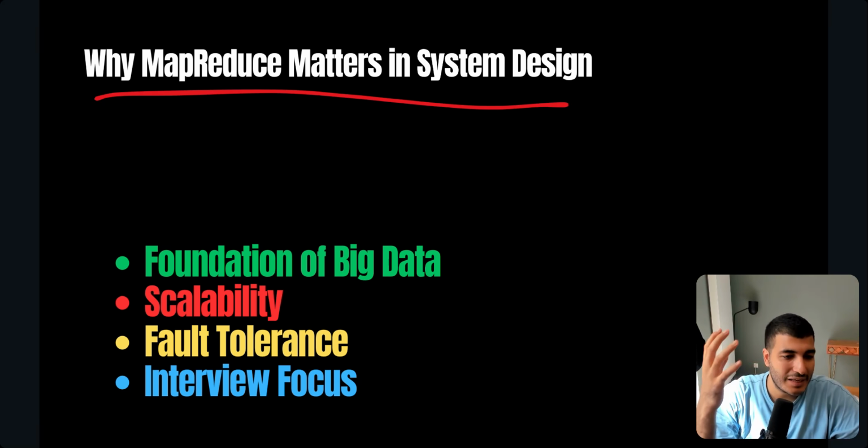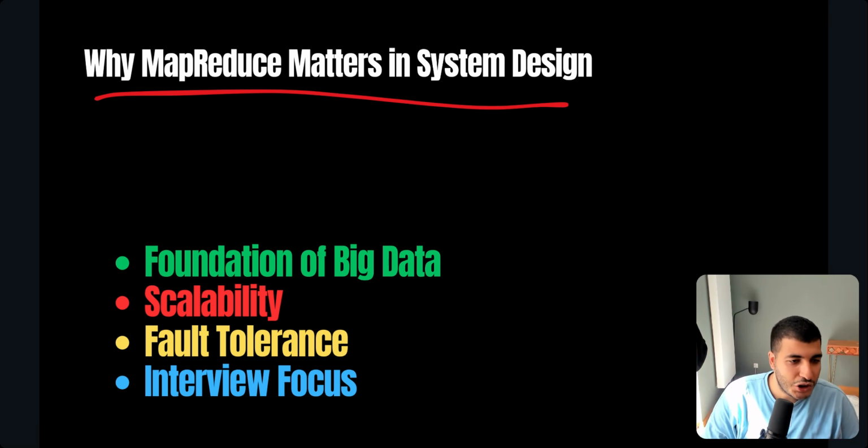Number two, scalability. It demonstrated how to scale processing linearly by adding more commodity hardware, making large scale data processing accessible. Number three, fault tolerance. If a mapper or reducer task fails, the framework automatically restarts it on another node, ensuring job completion without manual intervention.